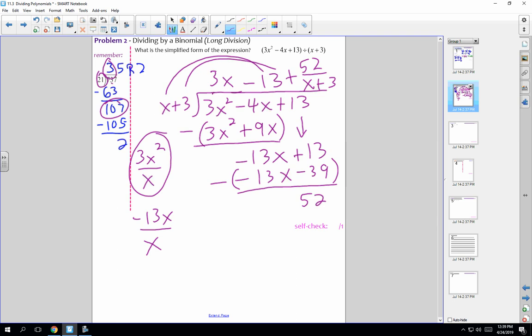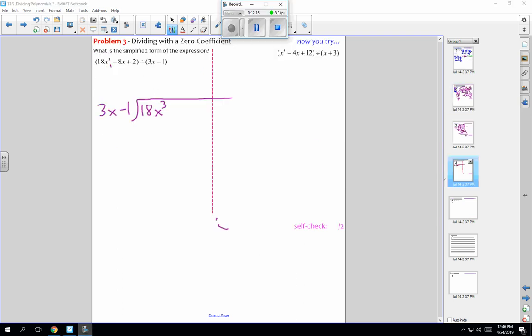So I would like you to try the one on the next page. All right, so you're going to take the 18x cubed, and then you're going to put in here a plus 0x squared. That's what we call the placeholder. And then write out the rest of it, minus 8x plus 2. So what I have in green there is what we call a placeholder. If you don't put that in, things will not line up vertically. You won't have like terms vertically.